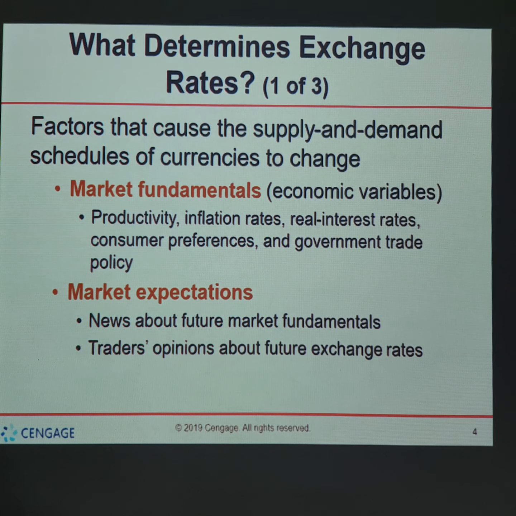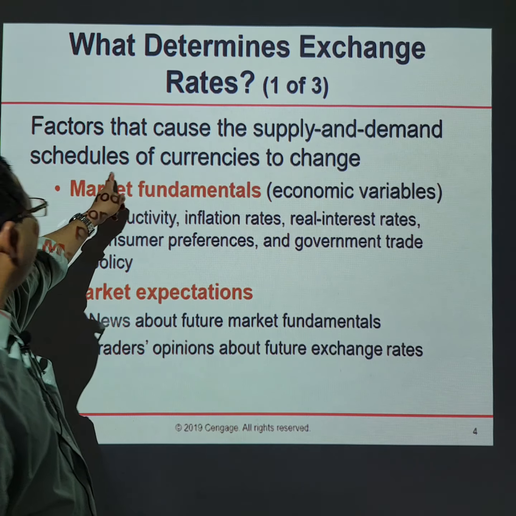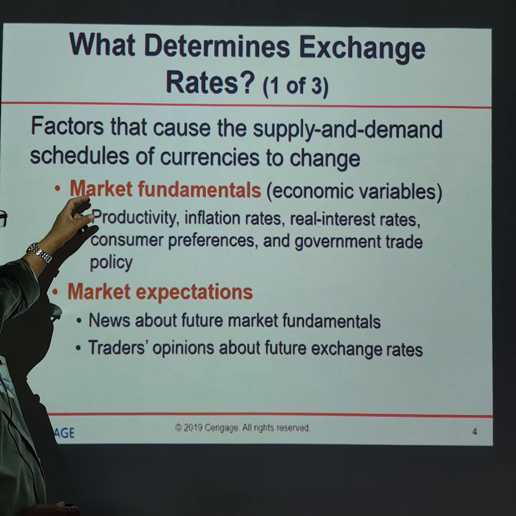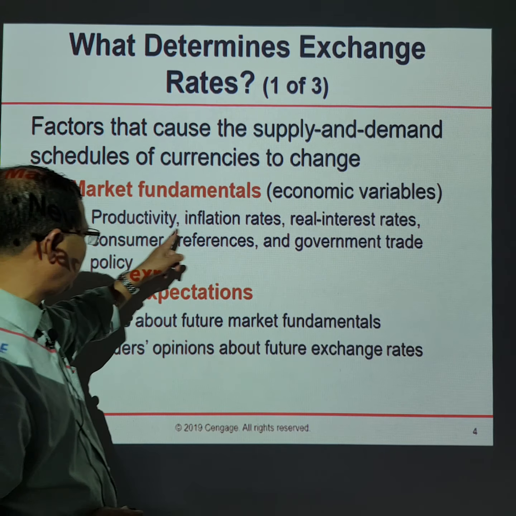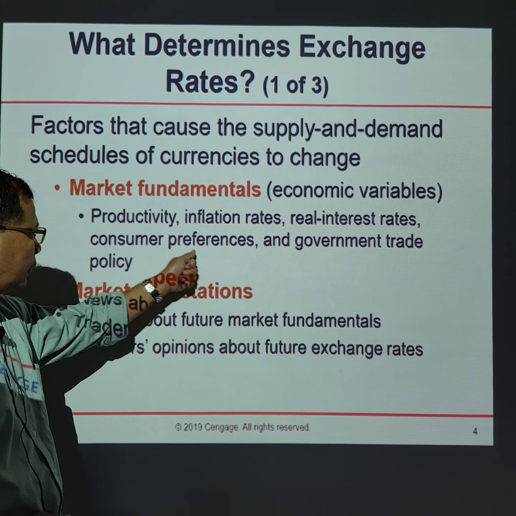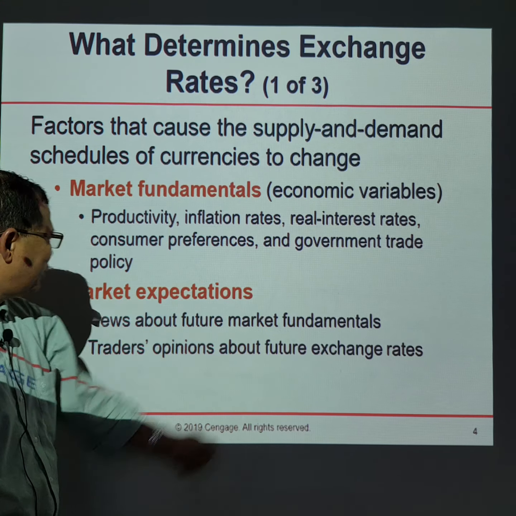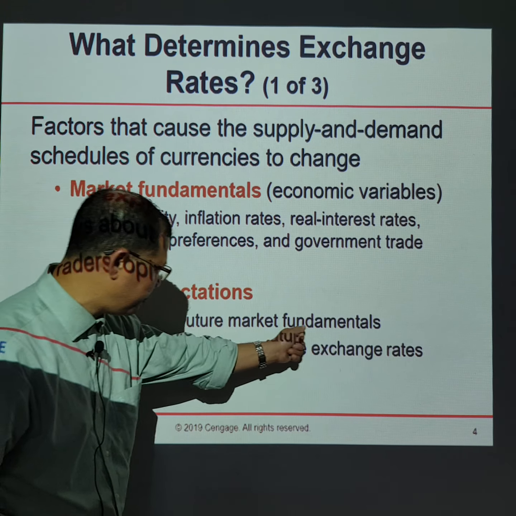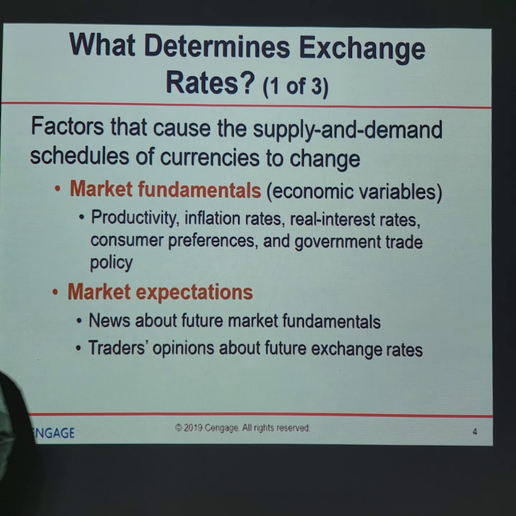What determines exchange rates? Factors that cause the supply and demand schedule of currencies to change. There are two: market fundamentals and market expectations. Market fundamentals: productivity, inflation rates, real interest rates, consumer preferences for either imported goods or local goods, and government trade policy. Market expectations: news about future market fundamentals, traders' opinions about future exchange rates.